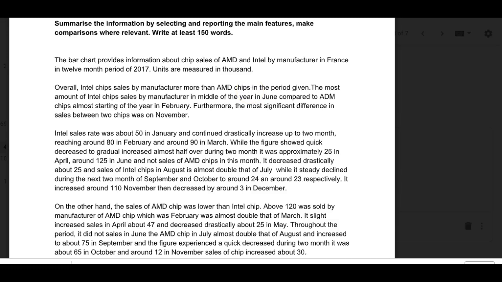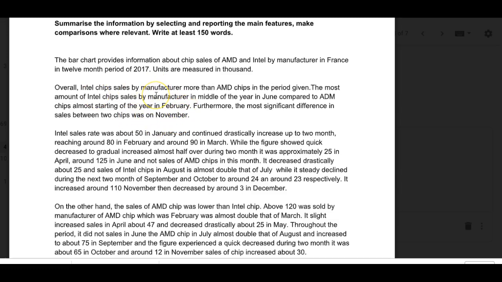The highest Intel chip sales were in the middle of the year in June compared to AMD, careful, chips, almost at the start of the year in February. Furthermore, the most significant difference in sales between the two chips was in November. Was it? It wasn't in June? Because I thought it was significant that AMD sold nothing and Intel sold really quite a bit there, because that's actually the peak. So this is confusing to me.